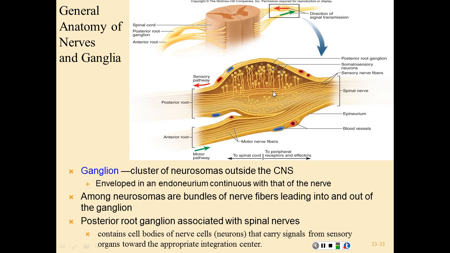It's a cluster of neurosomas outside of the CNS. A ganglion is enveloped in an epineurium continuous with that of the nerve. Now, among the neurosomas are bundles of nerve fibers leading into and out of the neuron. So here we have nerve fibers that take in the sensory information. And here we have a set of nerve fibers taking motor information out. So therefore, we have sensory nerve fibers and motor nerve fibers.